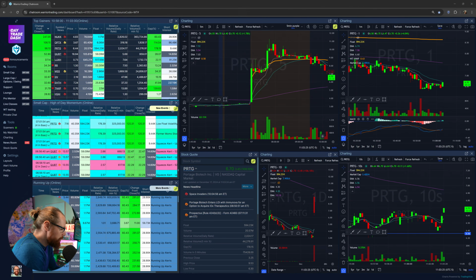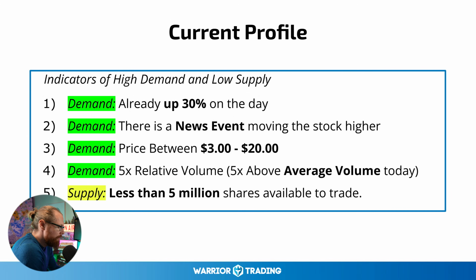Now, if we go back to our slide deck, we have 4 criteria for demand, and then we have 1 criteria that references supply. Essentially, in order for the MACD crossover to work, we need a stock that is likely to have an extreme imbalance between supply and demand. That's what allows it to be one of the top 5 biggest percentage gainers in the entire market today. And if we don't have that, it's not going to happen.